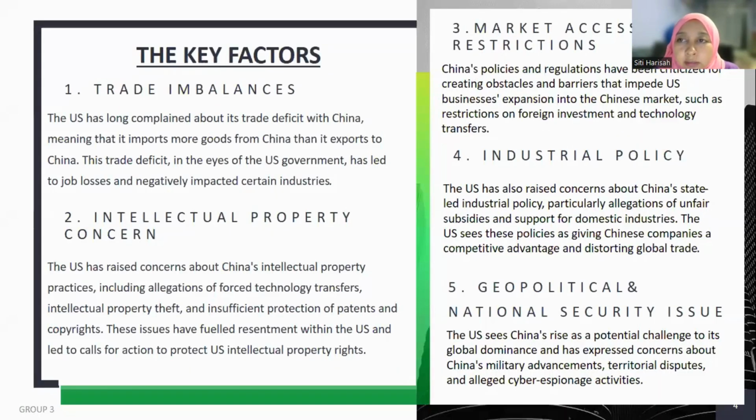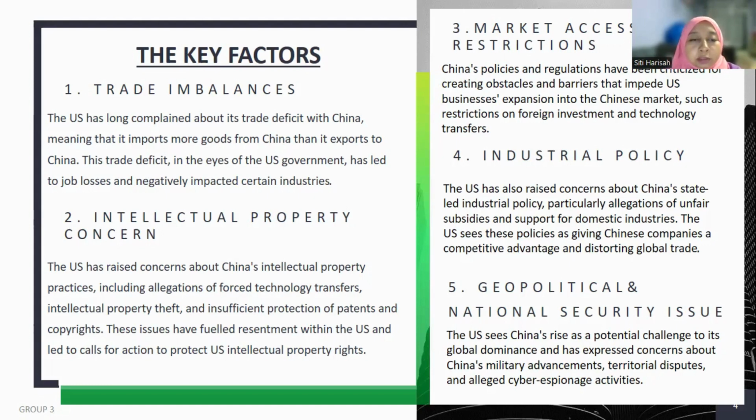So, what are the key factors that cause the international conflict between China and the US? Number one is trade imbalance. The US has long complained about its trade deficit with China, meaning that it imports more goods from China than it exports to China. This trade deficit, in the eyes of the US government, has led to job losses and negatively impacted certain industries.